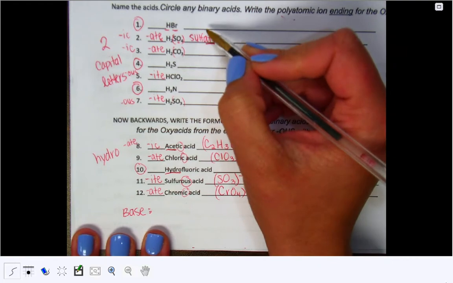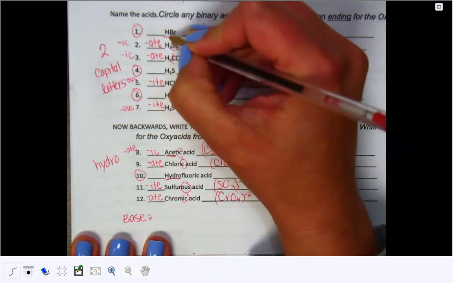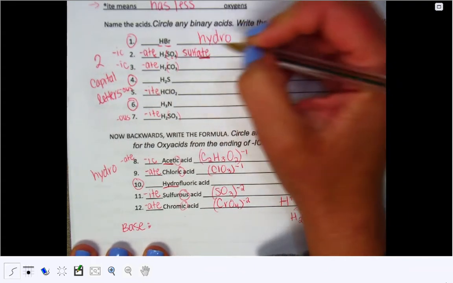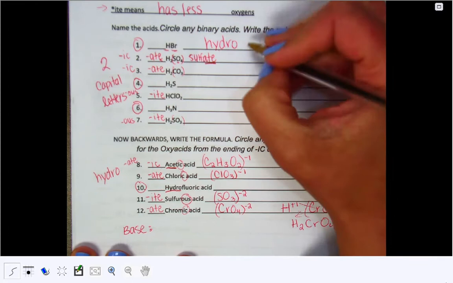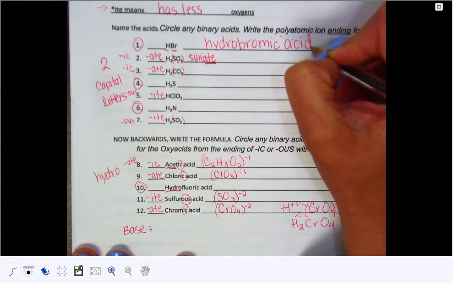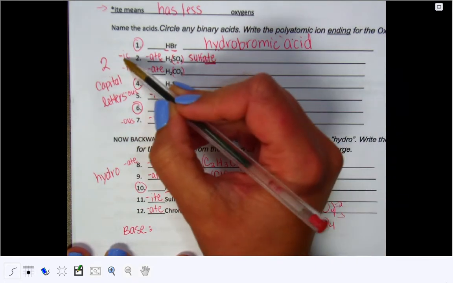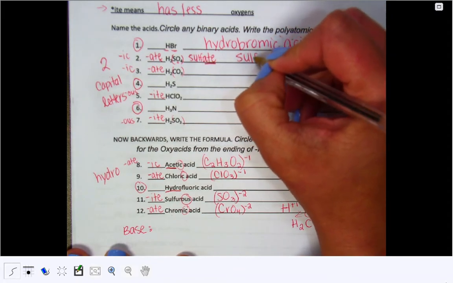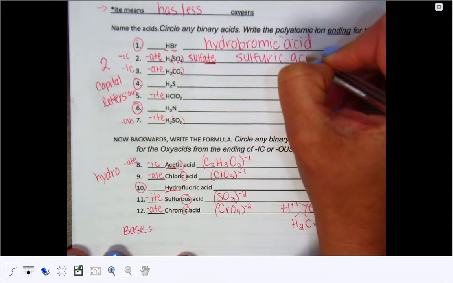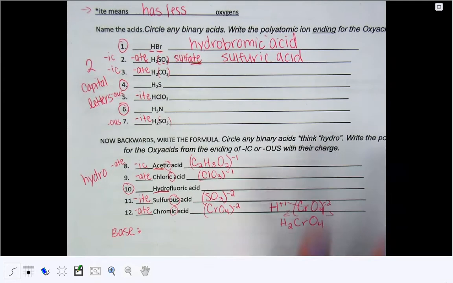But up here at the top, remember anything that's binary, we're going to start with hydro, right? So hydro, we're going to look up what Br is. That is bromine. I'm going to chop off the ine and end with ic, hydrobromic acid. Since we already figured out this one, we know that we had ate. It's going to turn into ic. This one turns into sulfuric acid, no hydro. Okay, so those are your few examples to work with. But go ahead and do this for 3 minutes, and then I'll finish up your little notes, and you guys are done. Okay?